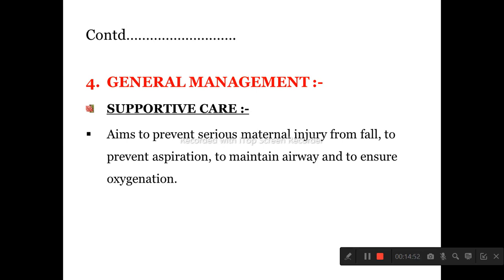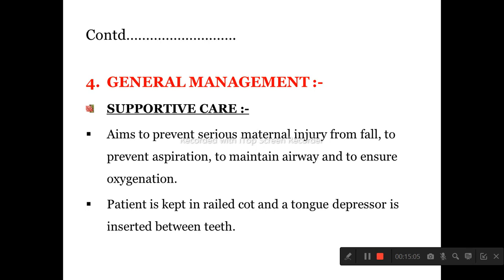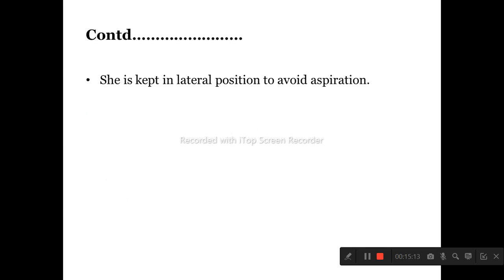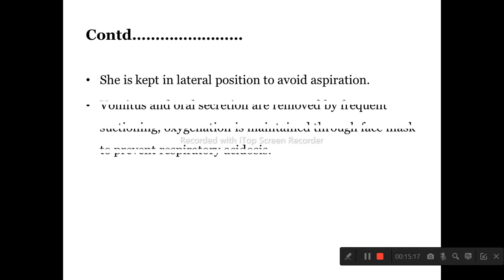We have already discussed how we can do this: putting an oral airway and keeping the patient in a side-lying position to maintain the airway and prevent tongue bite. The patient is kept in a rail cot and a tongue depressor is inserted between the teeth to prevent tongue fall or tongue bite. She is kept in lateral position to avoid aspiration.